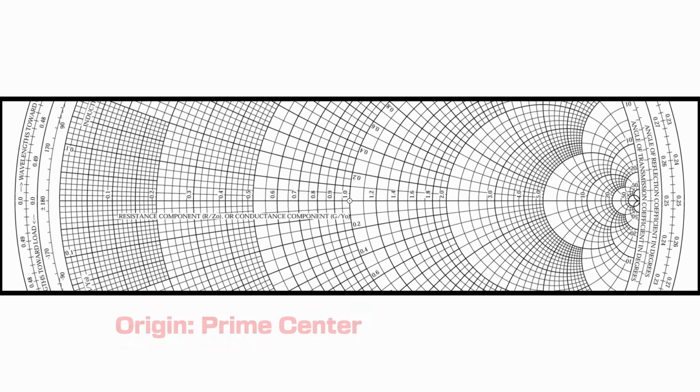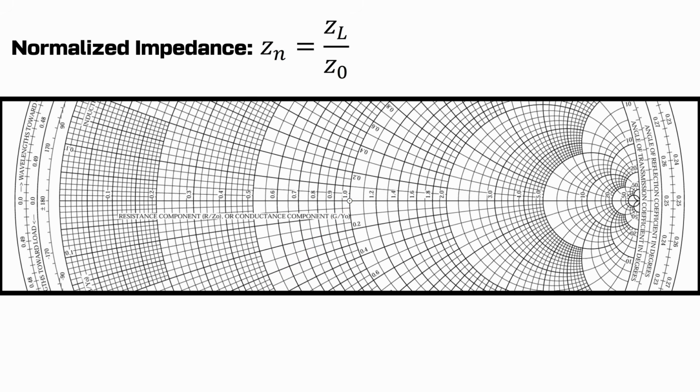The origin, often called the prime center, is where the characteristic impedance of our transmission line is represented. We normalize our load impedance by dividing it by our characteristic impedance, so we can always use the same Smith chart. If our load and characteristic impedance happen to both be 50 ohms, that means they are matched and we would have a point at the origin.